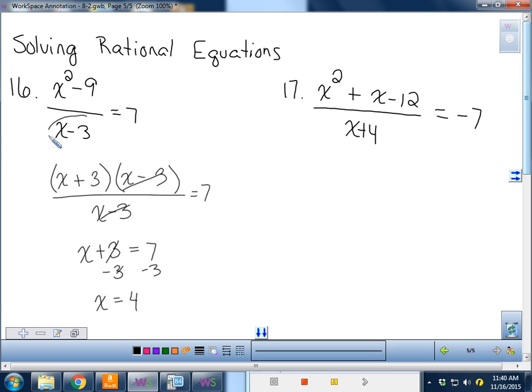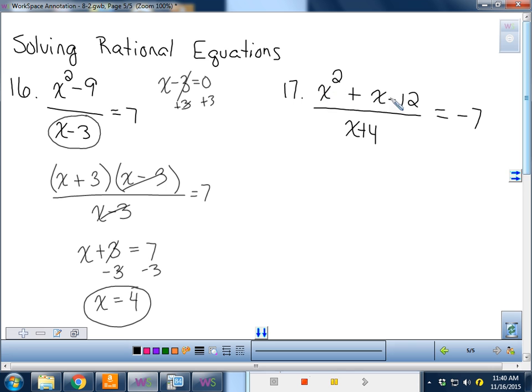Now here's the one thing you have to think about. In the beginning, right here, that denominator, I need to think about what x cannot be. So if I set that equal to 0, x cannot be 3. So in the end, if I get 3, that's no solution. All right, so 4. 4 does not pose a problem. That does not give me a 0 in my denominator, so 4 is fine. Okay, the answer is just 4.